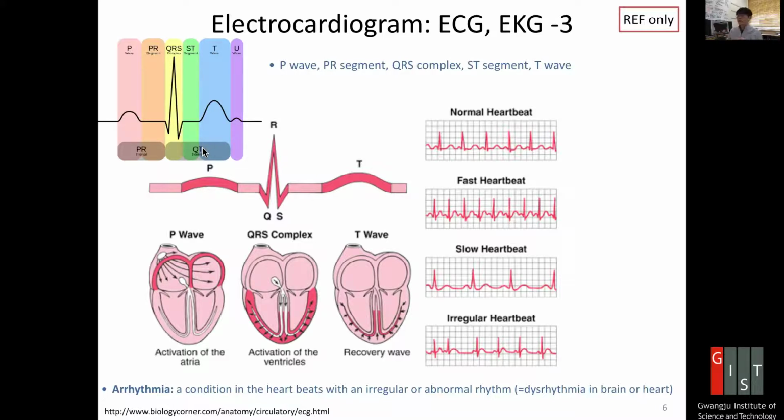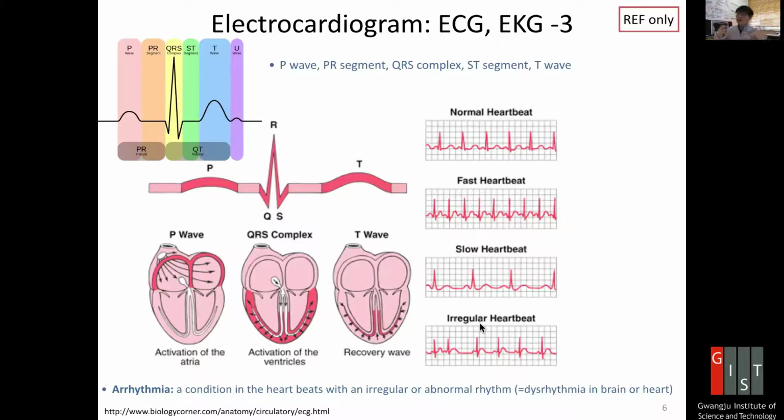So the normal heartbeat looks like this. And we know a normal heartbeat is usually from 60 to 100 beats per minute. If it's faster than 100 beats per minute, we call it a fast heartbeat. And if it's slower than 60 beats per minute, that is a slow heartbeat. Of course, if it's irregular, that becomes a problem, and we call that an irregular heartbeat.